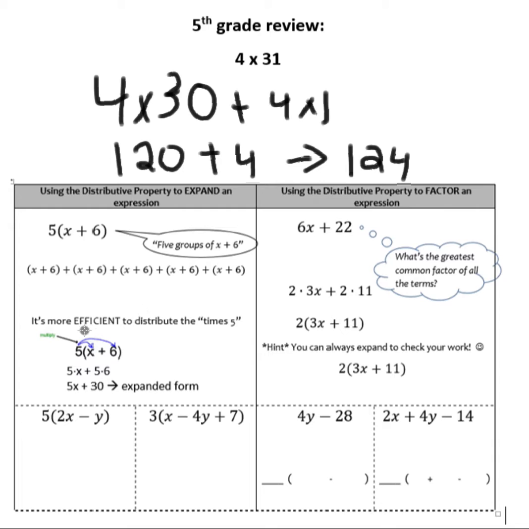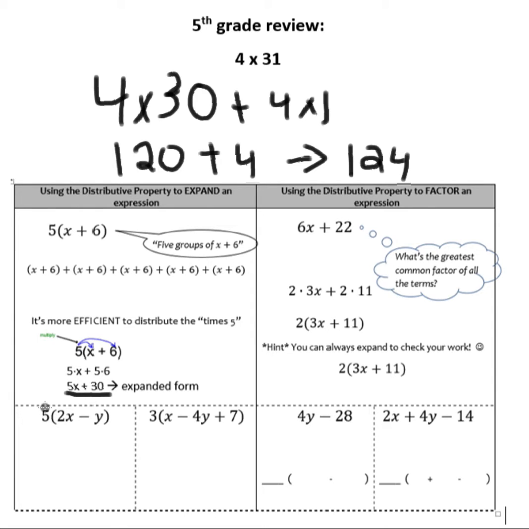It's a lot. It is more efficient to distribute the times 5. So it'd be a lot quicker to do 5 times x, which would be 5x, plus 5 times 6, which would be 30. This is the expanded form here. That is the problem in simplest form expanded.